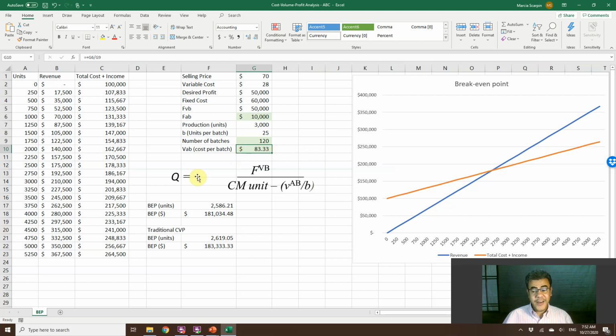And then what is our new formula? Fixed cost plus operating income. That is exactly the same. Divided by contribution margin per unit less, because we have a new variable cost here, this variable cost per batch divided by number of units per batch. So how do we do that? Let's delete it.